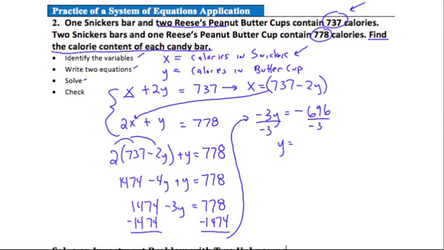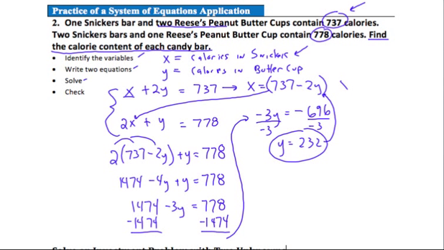And I get positive 232. And so I found y. Y was the calories in a Reese's peanut butter cup. Now I just need to find x. So let's take this y value and bring it right up here and plug it into where we isolated x. Right there, we'll plug that in for y.